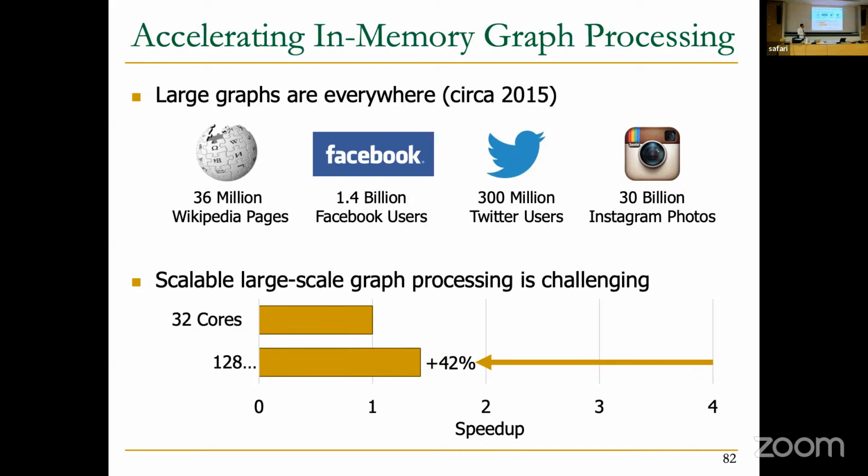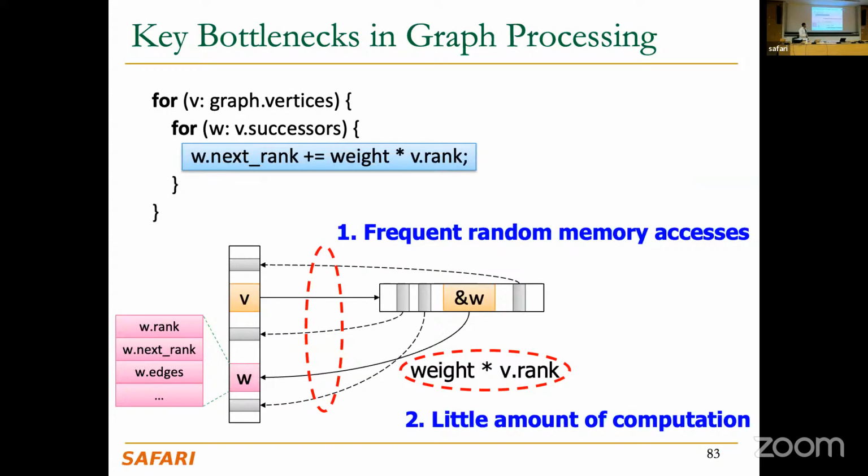And just increasing the number of cores in the system for graph processing gives you really subpar performance. When you go from 32 cores to 128 cores, even though you are increasing the computation, you only get a 40% speedup. This is because these particular algorithms are bottlenecked by memory access itself, not by computation.